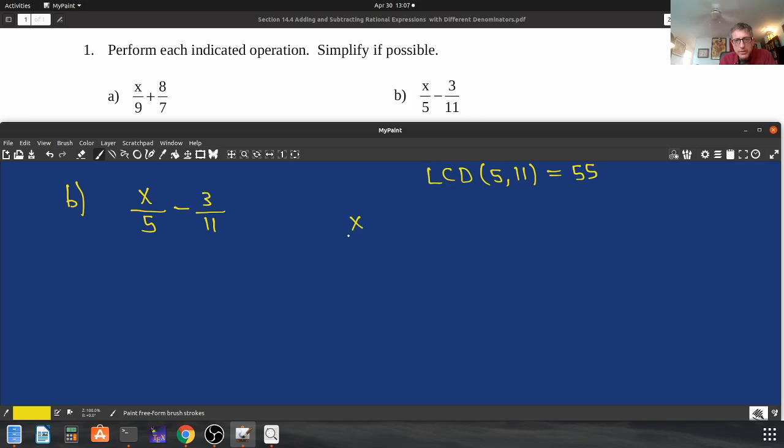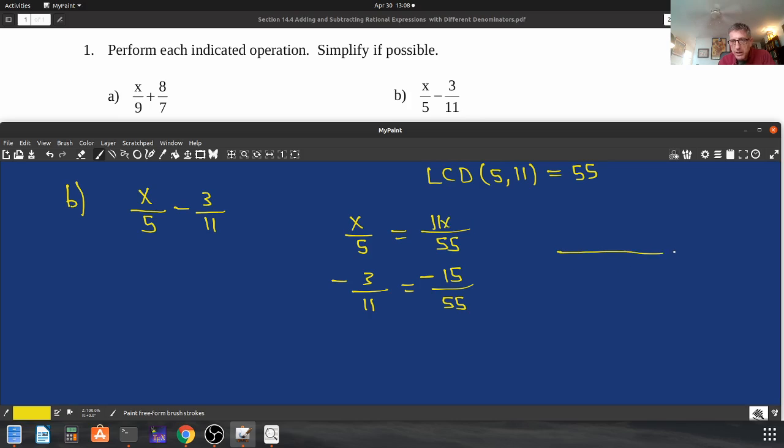So let's do this. x/5 minus 3/11. If you want to write that as x/5 plus a negative 3/11, that's fine. But our point is to find what those fractions are equal to when we look at them with a common denominator, the least common denominator of 55. Well, 55 divided by 11 is 5, and 5 times minus 3 is minus 15. 55 divided by 5 is 11, and 11 times x is 11x.